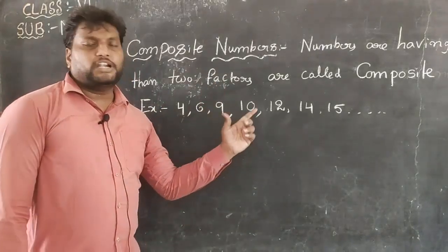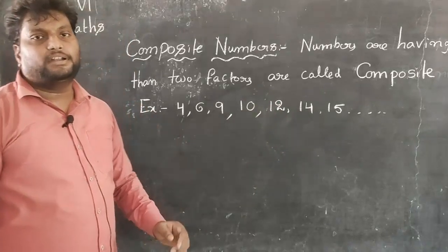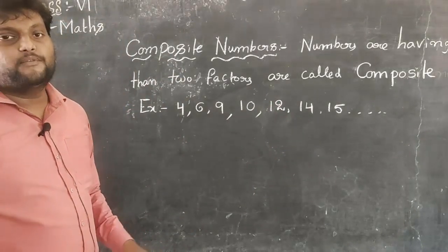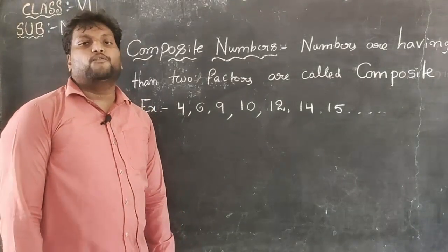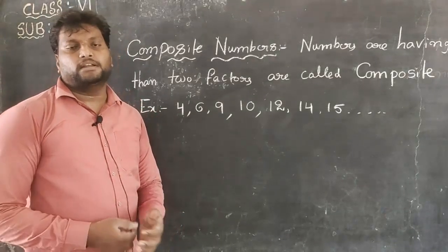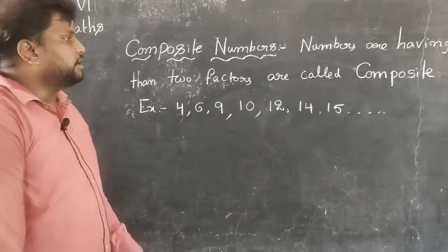Numbers having more than two factors are called composite numbers. Especially, 1 is not a prime number nor a composite number. Why? Because 1 has only one factor. That's why it is not a prime number nor a composite number.